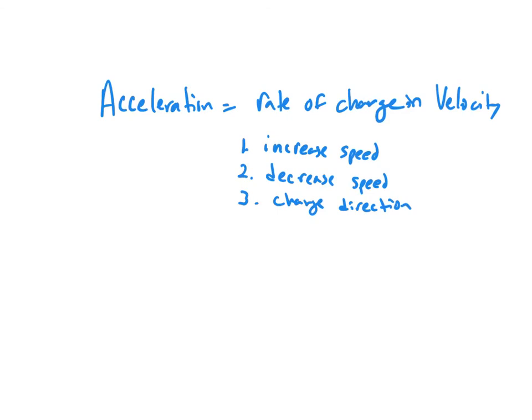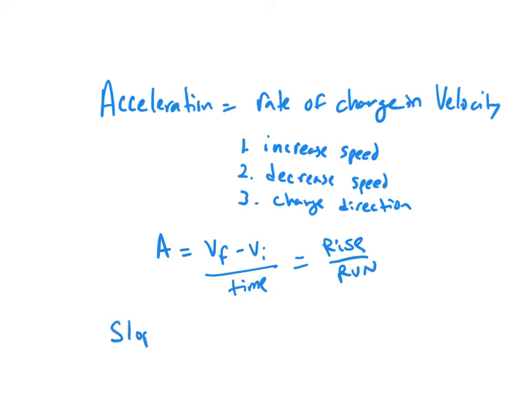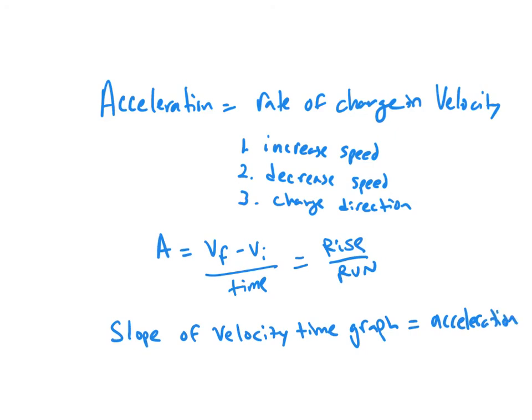The video also showed us the formula of acceleration is the final velocity minus the initial velocity divided by the time. On a graph, this is exactly the same thing, only this is expressed as the rise over the run. So what this tells us is that the slope of a velocity time graph is equal to the acceleration of the object.